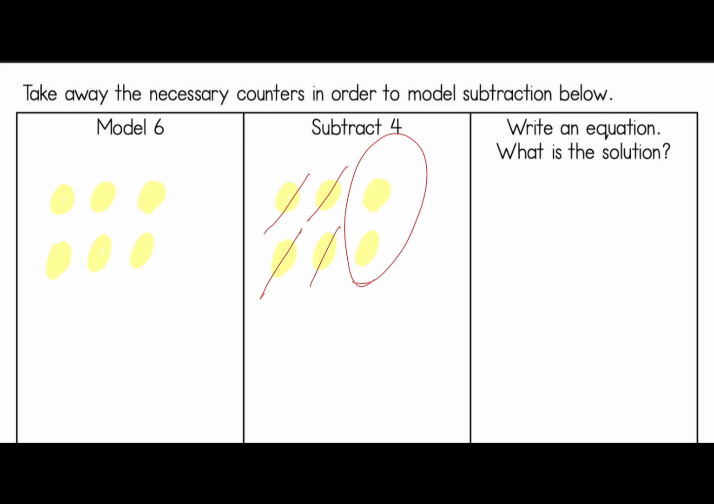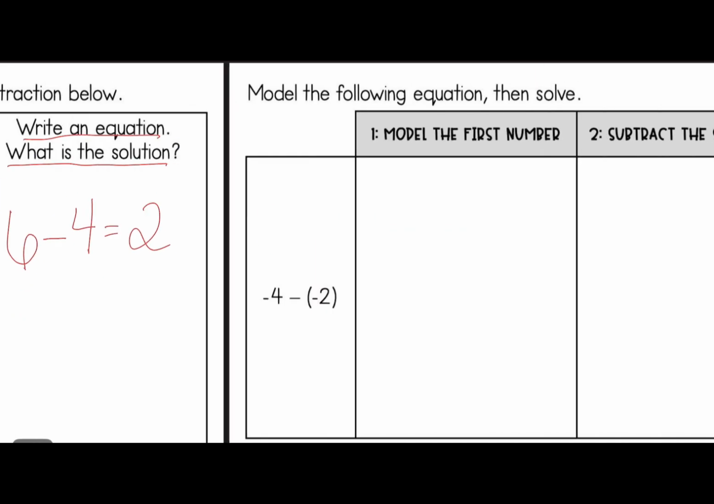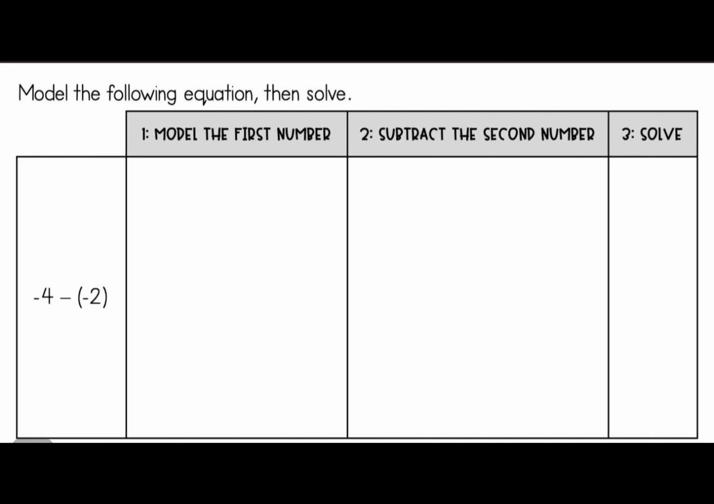So now it says, write an equation. What is the solution? Well, we write what we started with first. We started with 6, and then we write what we did. We took away 4, and then we write what we're left with, equals 2. Basic subtraction, okay?